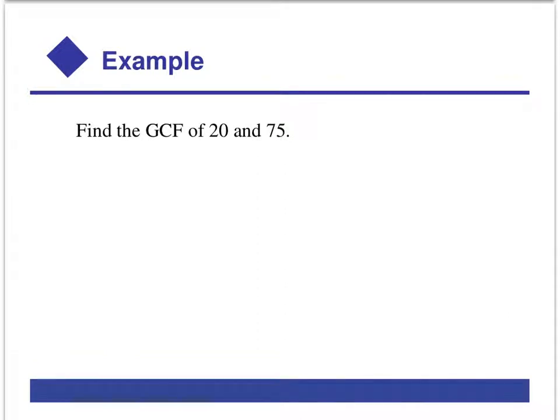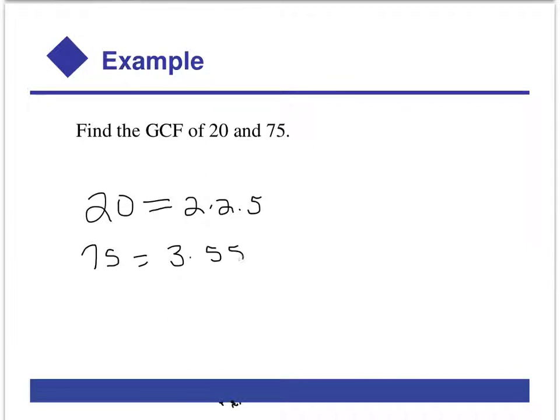Okay, we're going to try the prime factorization and find the GCF of 20 and 75. When we break 20 down into its prime factorization, we get 2 times 2 times 5. And when we break down 75, we get 3 times 5 times 5. The only thing in common is the 5, so the GCF is 5.